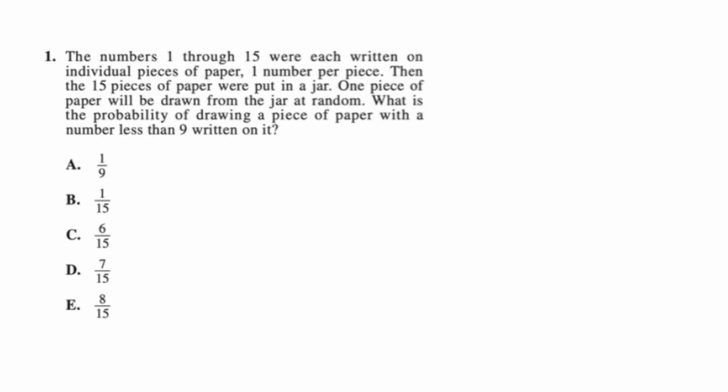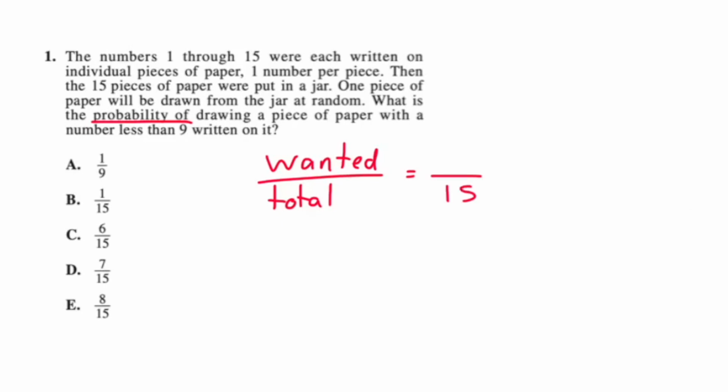So before we jump into actually doing any kind of work, I like to dissect the problem and see what is important for us to understand in order to do the problem. So it's asking what is the probability, so we need to understand what probability is. And I like to think of probability as wanted outcomes over the total outcomes. So in this case, we have the numbers 1 through 15, right? So there's 15 total outcomes. And what are the wanted outcomes?